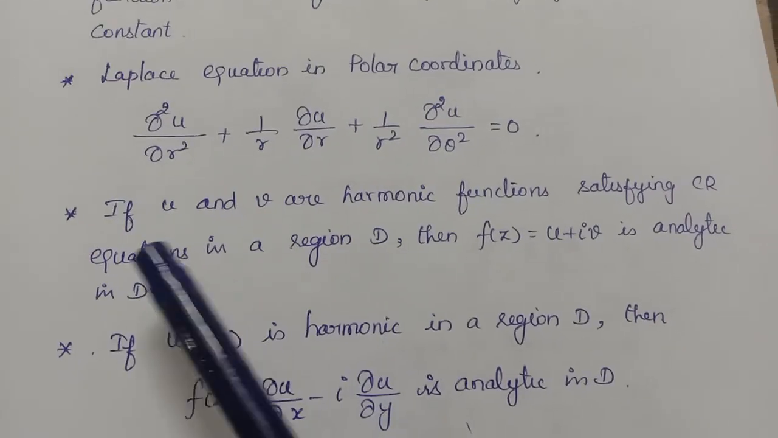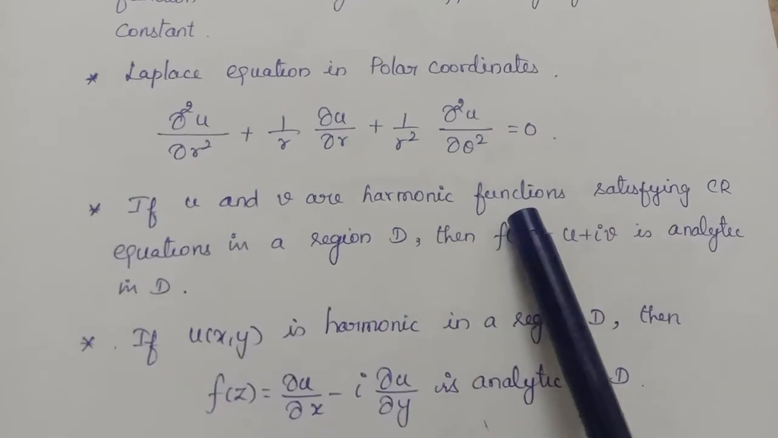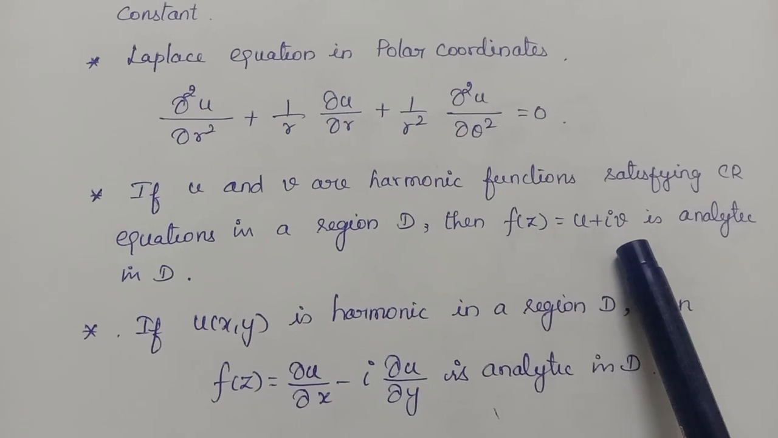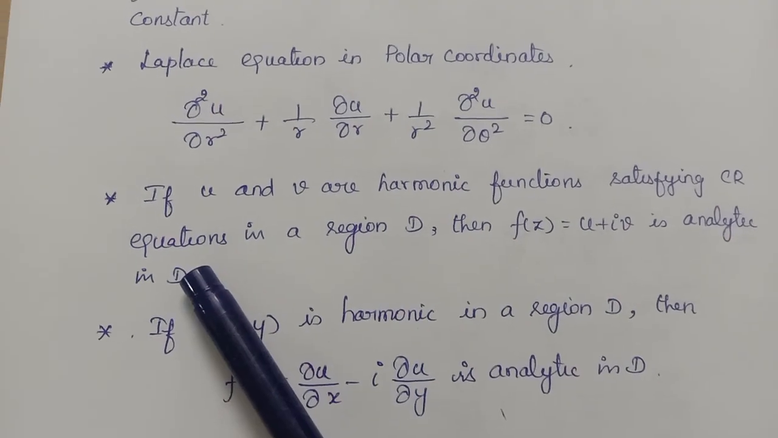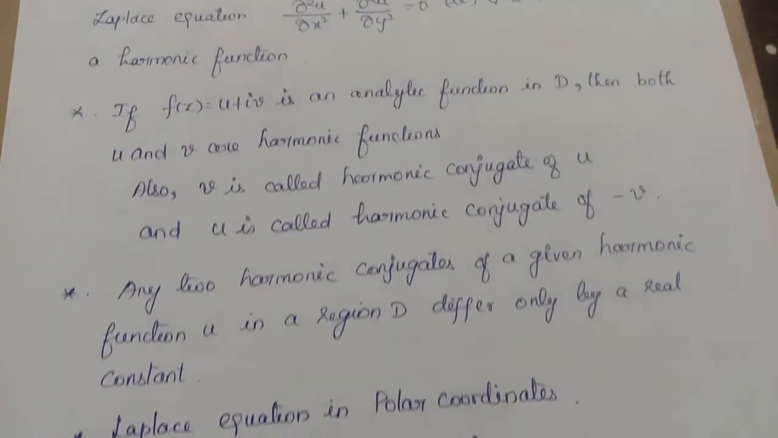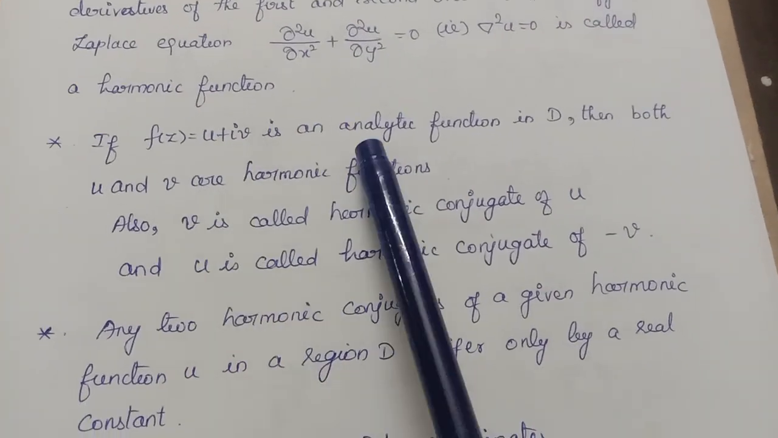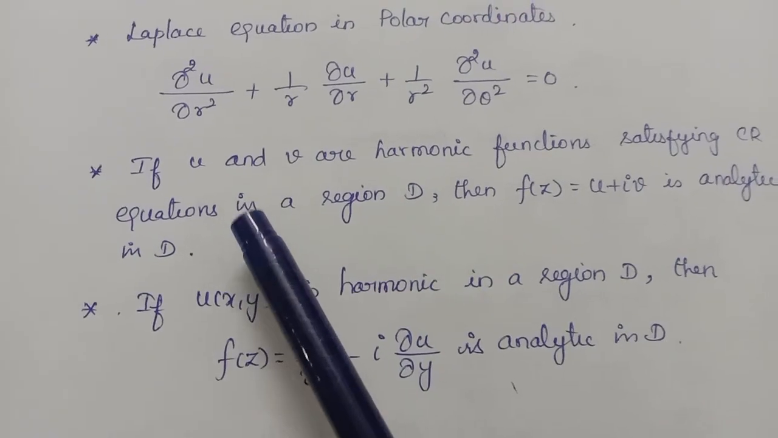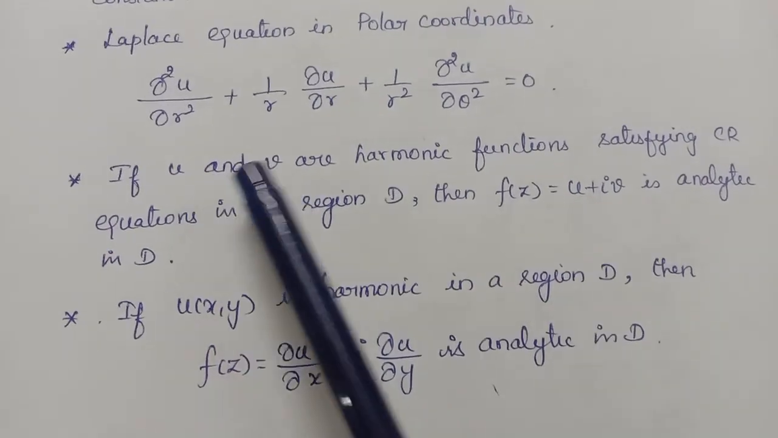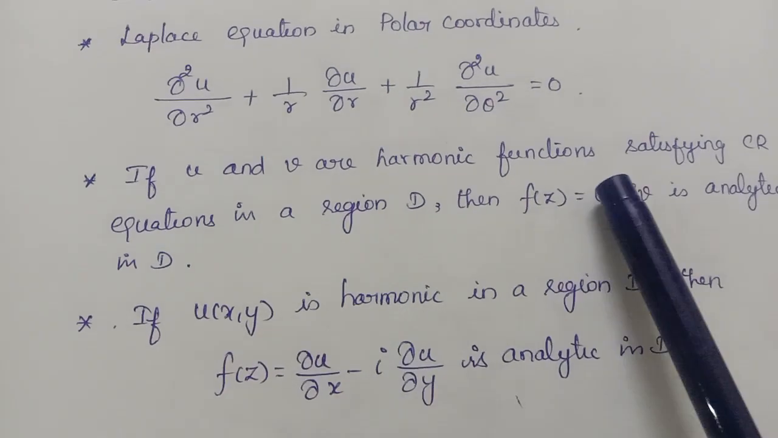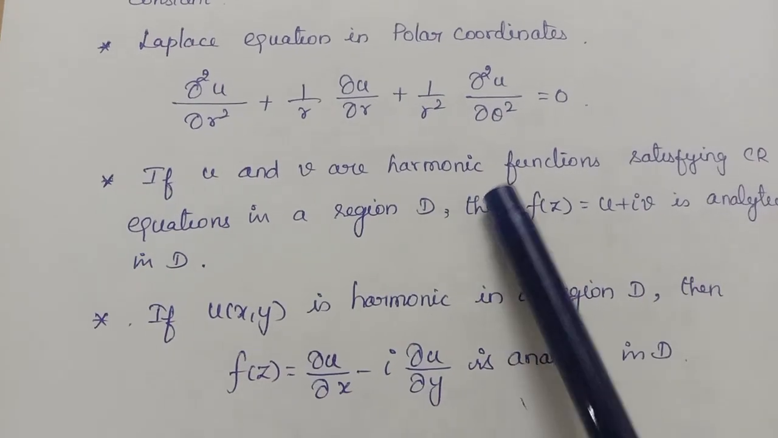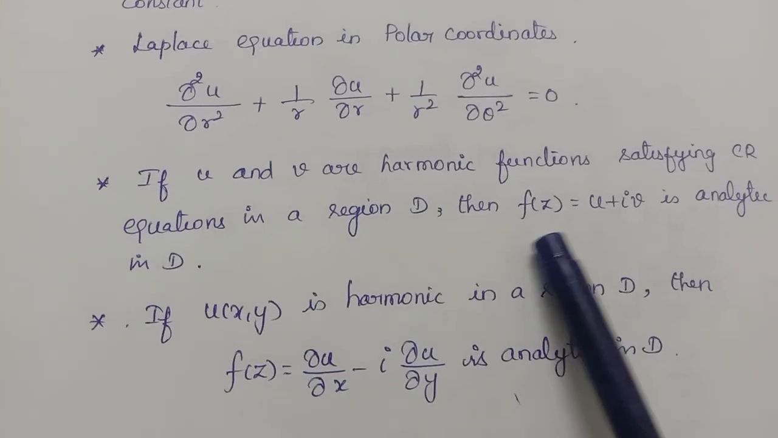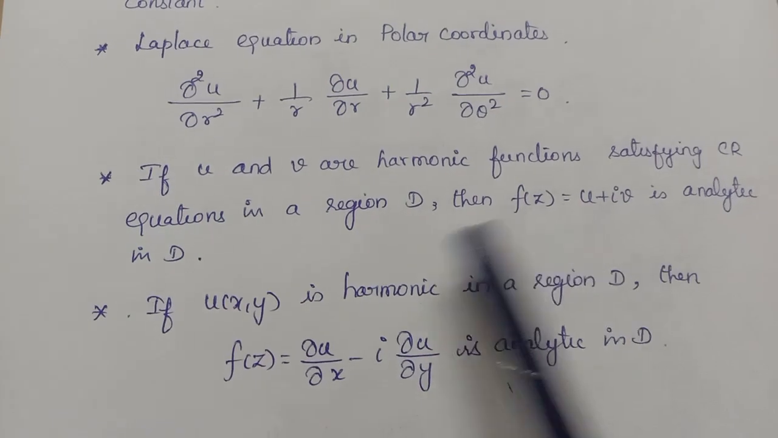Suppose u and v are two harmonic functions satisfying CR equations, then f of z equal to u plus iv is analytic in D. Already we have seen a statement: the real and imaginary parts of an analytic function are harmonic. This is just like its converse. If I have two harmonic functions u and v, together with this, satisfying CR equations, then what can we say? f of z equal to u plus iv is an analytic function.